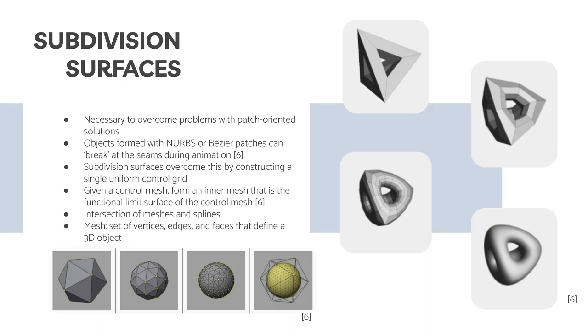So instead, we construct a uniform control grid from a control mesh and compute a functional limit surface. This way, when the control mesh is deformed, the resultant subdivision surface is also deformed, and since it is a uniform mesh, no gaps appear. So we kind of arrive at this perfect intersection of meshes and splines that yield a nice smooth surface that can be used for lots of applications.